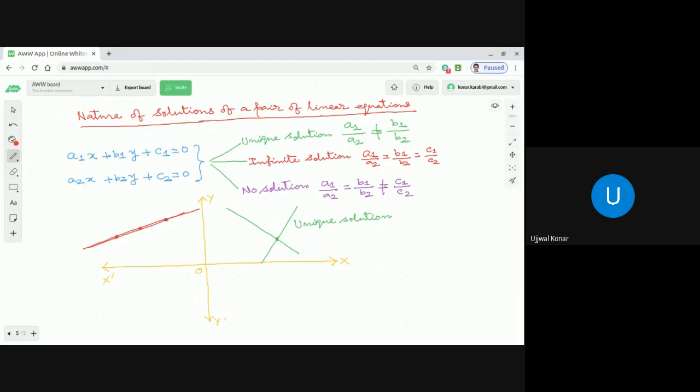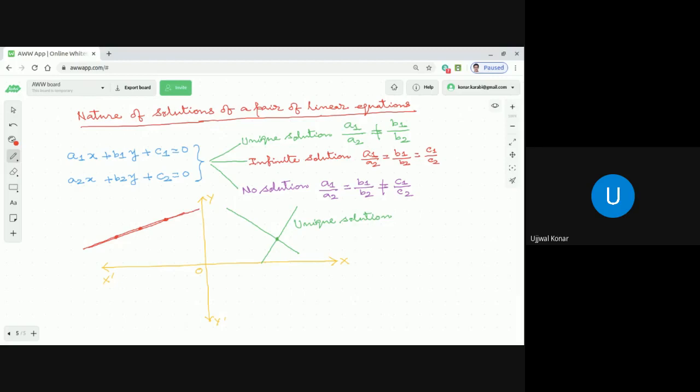What are the coinciding lines? a1x plus b1y plus c1 equal to 0, and a2x plus b2y plus c2 equal to 0. These are the two coinciding lines. And the condition for them to be coinciding lines is that a1 by a2 is equal to b1 by b2 is equal to c1 by c2. So any point on one straight line also belongs to the other straight line. Hence, there are an infinite number of solutions.